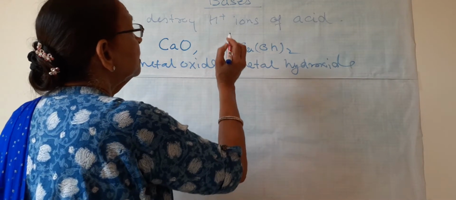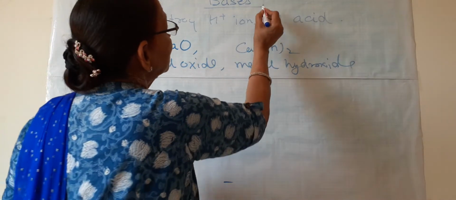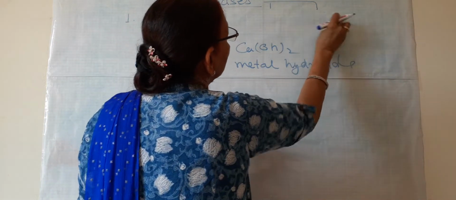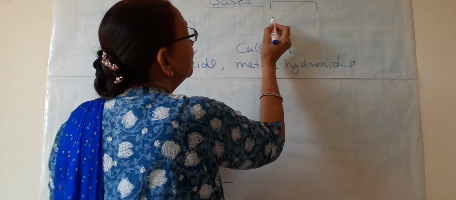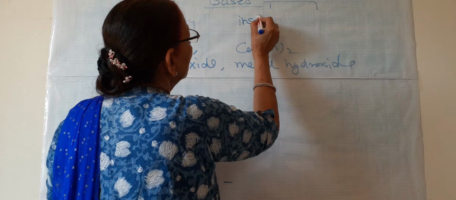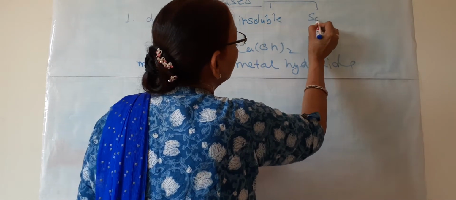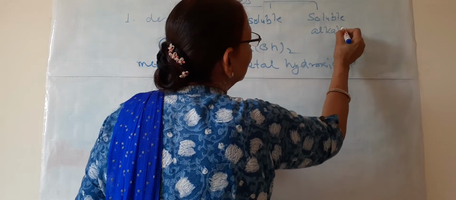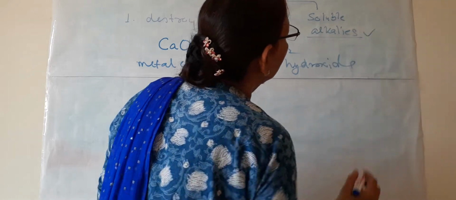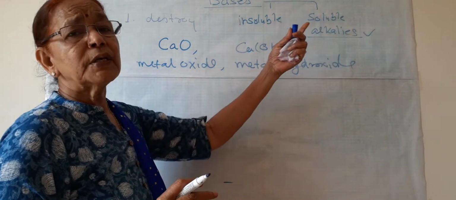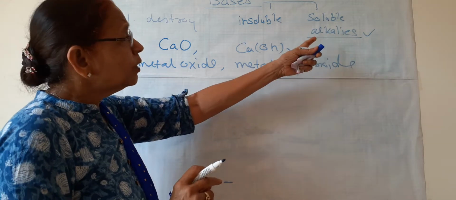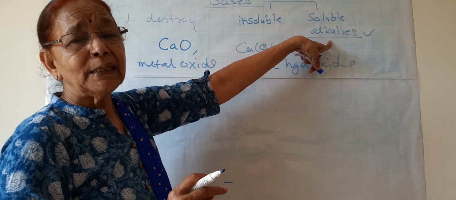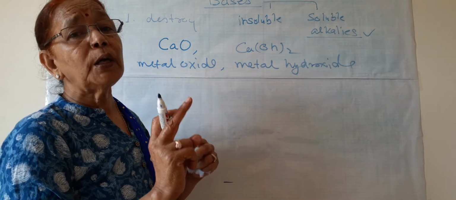Now these bases, as we have learned previously also, can be classified into two types: those which are insoluble in water and those which are soluble in water. The bases which are soluble in water are known as alkalis. And these alkalis are important as most of the reactions take place in aqueous state. So when these bases dissolve in water to form alkalis, they give hydroxyl or OH ion.